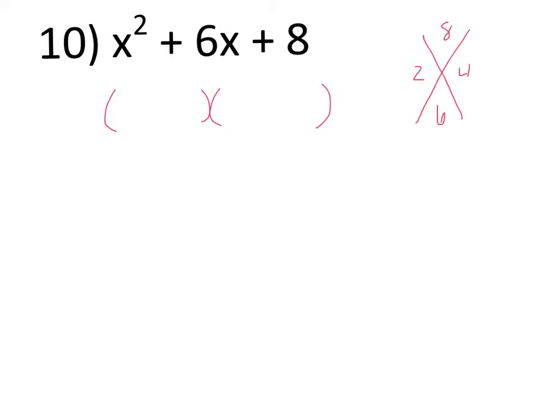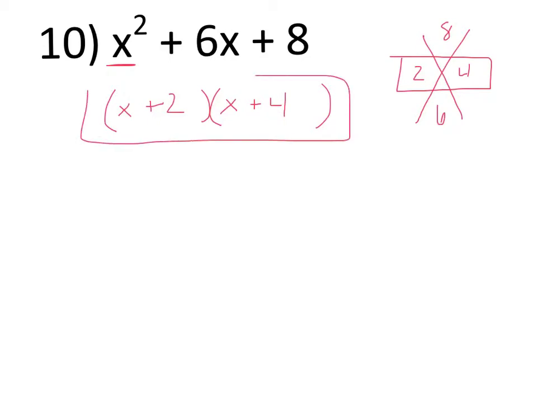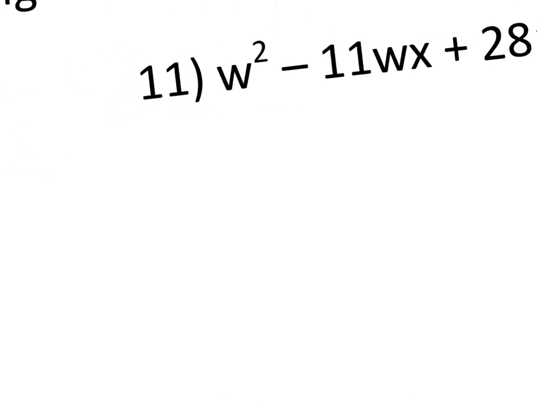Now, if you want to do it, that's fine, but I'm showing you a much quicker, easier way to do it, okay? So here, I'm going to take whatever variable I've got in front, so x and x, and then I'm going to write in whatever I found here. So x plus 2 and x plus 4. And this is my final answer, okay? Again, I can do it because there is a 1 leading the way. All right, so let's go over and look at number 11 here.